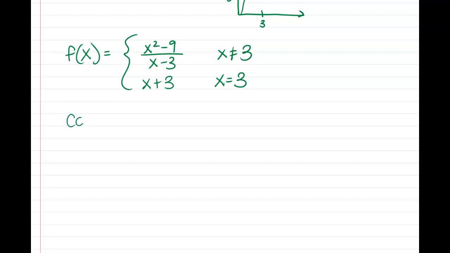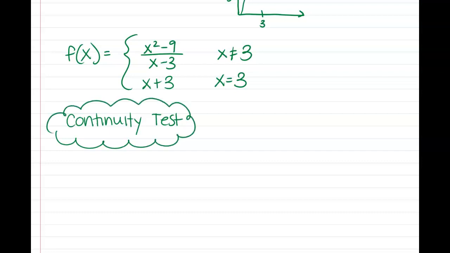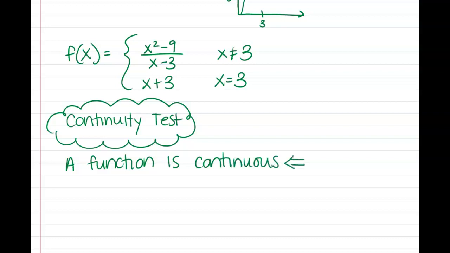Last piece here is something called the continuity test. So a function is continuous if and only if. So this cool double arrow thing and IFF, which always just looks like a word spelled wrong, they just mean if and only if. Used in proofs and theorems and definitions and stuff.